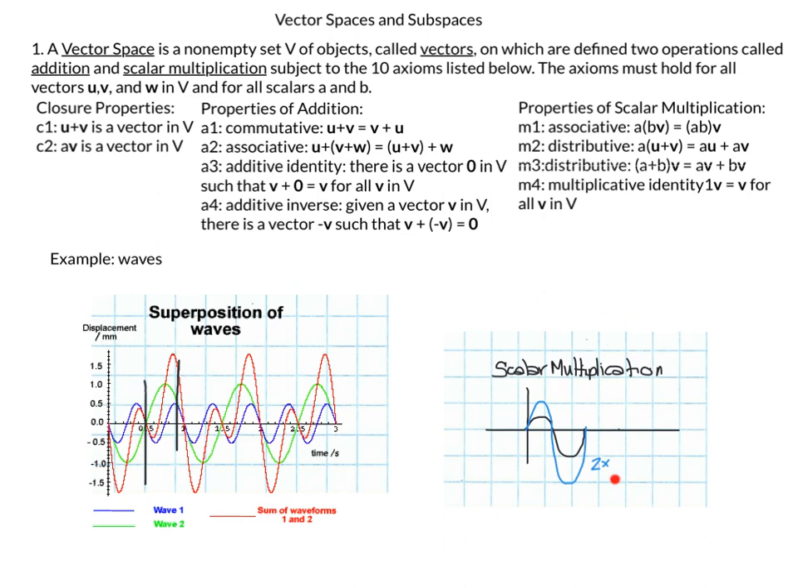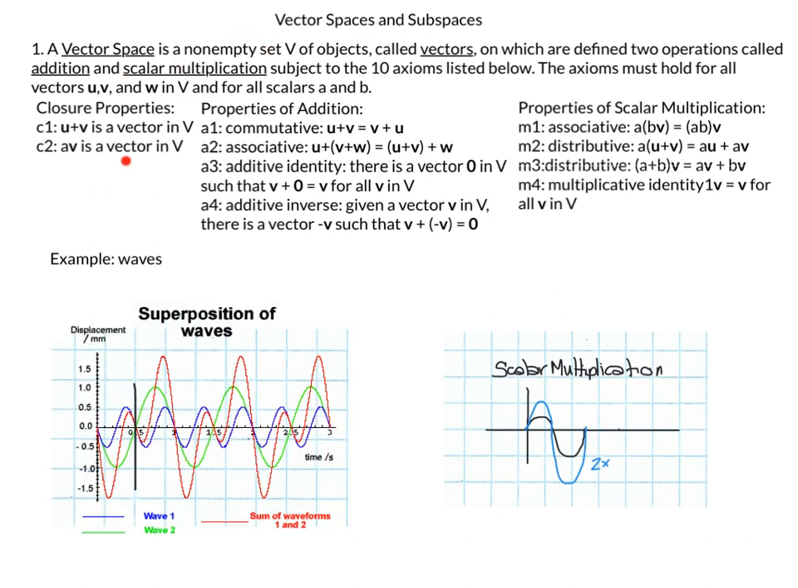Scalar multiplication: if we have this black line, point by point, and we're going to multiply it, say, by the scalar 2, you just take each point of the black line and multiply it by 2. Essentially you stretch out your waveform by a factor of 2. So that's how we define vector addition and scalar multiplication.